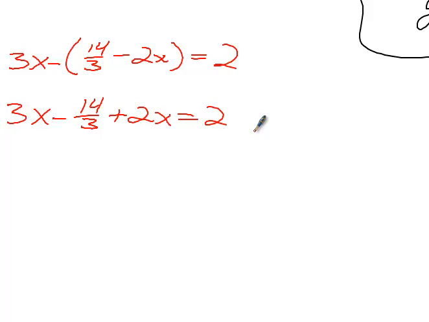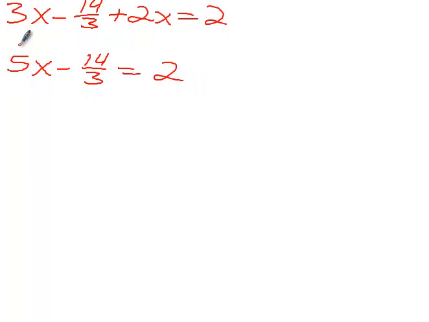So group up your like terms. 5x minus 14 over 3 equals 2. Again, you told me that you don't like dealing with fractions, right? So what are the denominators that I have here? So what's the denominator here? 1 here and here. Okay, so multiply them together. What's 1 times 3 times 1? 3. So what I'm going to do is I'm going to distribute a 3 into everything.